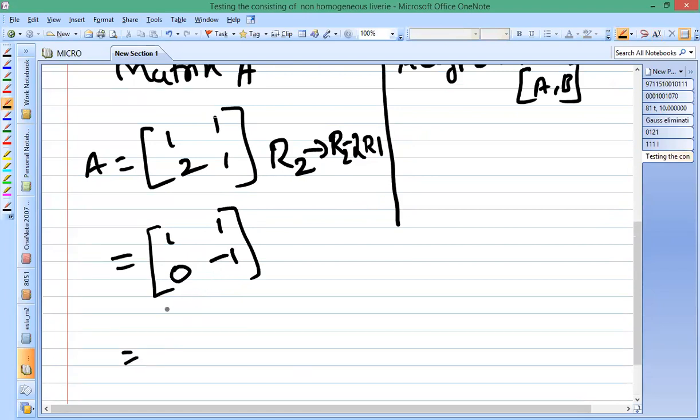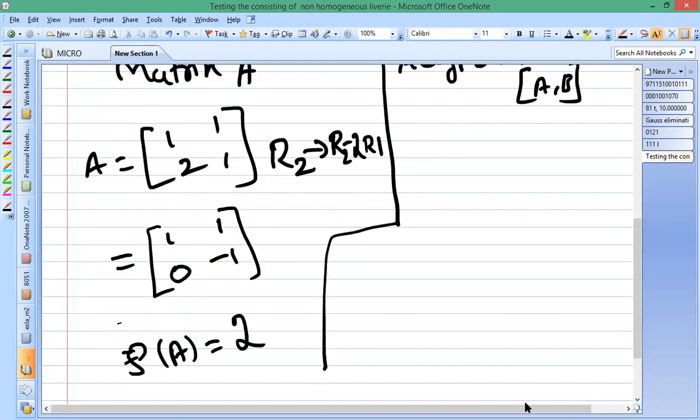So here, what is the rank of this matrix A? Since the number of non-zero rows is 2, the rank of matrix A is also 2. You need to mention that statement: the number of non-zero rows is 2. So here, the rank of this matrix A is 2. And next, come to the second column.